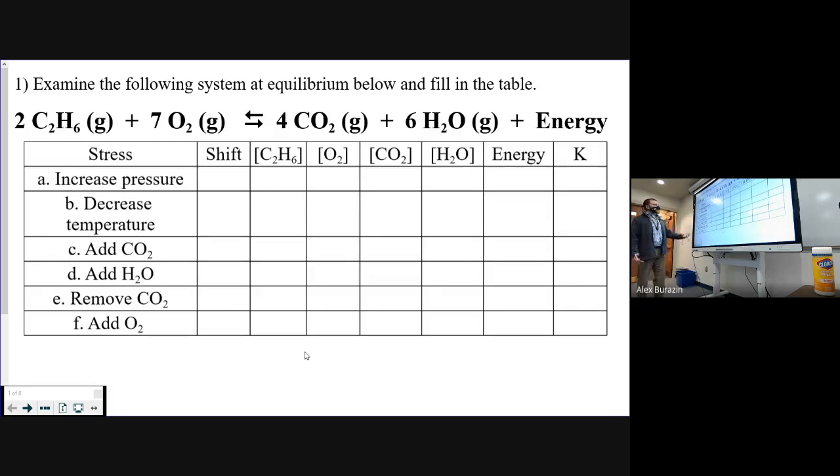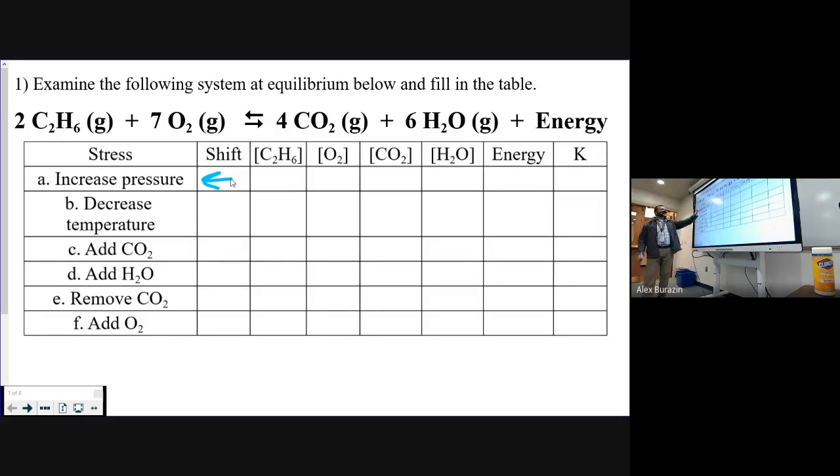But they are different. So let's think about what an increase in pressure is. An increase in pressure means I'm decreasing volume. If I am limiting the space or squeezing down the volume of this chamber, the stress is that I would want less gas in there to kind of relieve this change. As a result, we would expect our equilibrium to shift towards less gas.